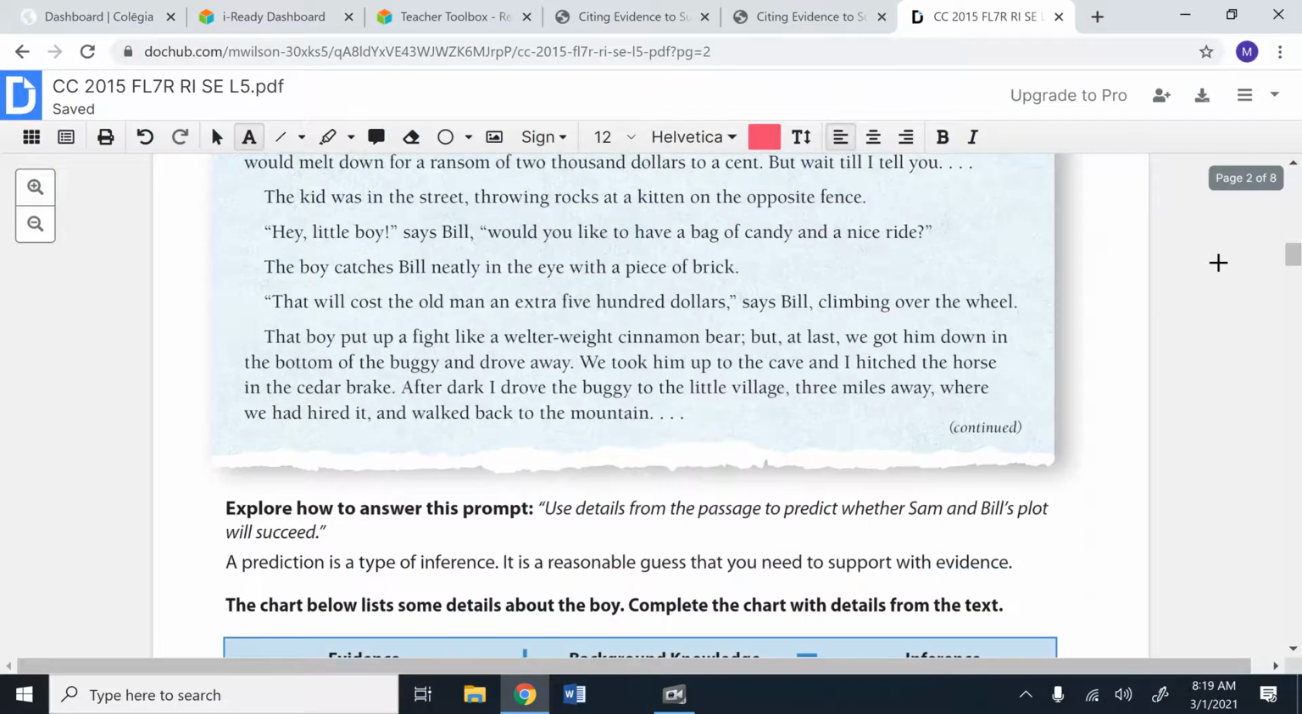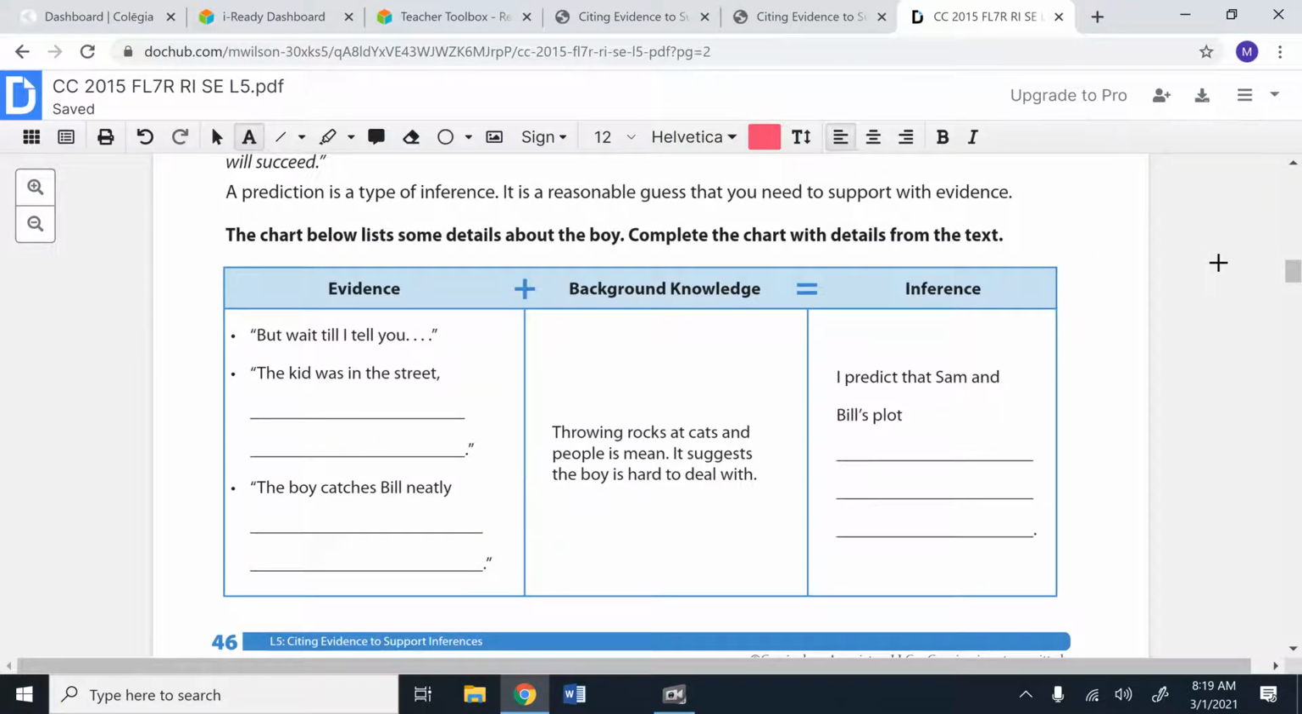So let's look back down at our chart. The evidence that we have is, but wait till I tell you, the kid was in the street, throwing rocks at a kitten on the opposite fence. And the boy catches Bill neatly in the eye with a piece of brick. Now, I compare this with my background knowledge, like I said, that people who throw rocks at cats and other people are probably mean, and this suggests that the boy is going to be very difficult to deal with.